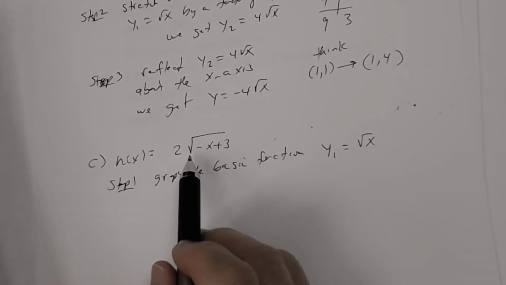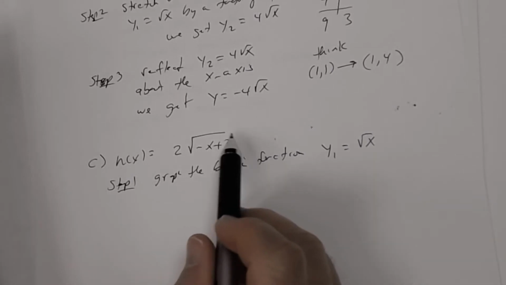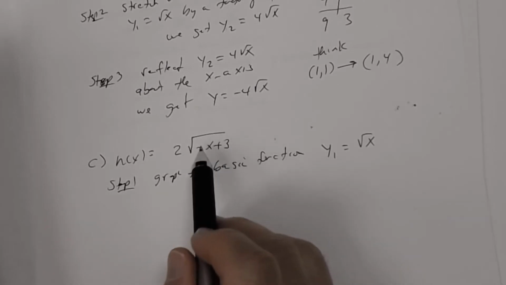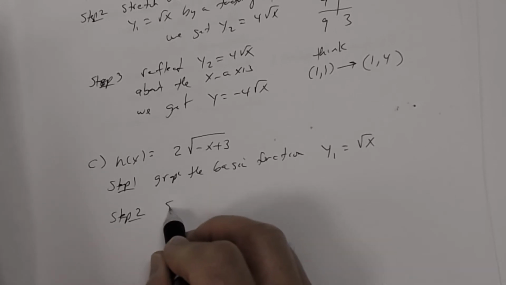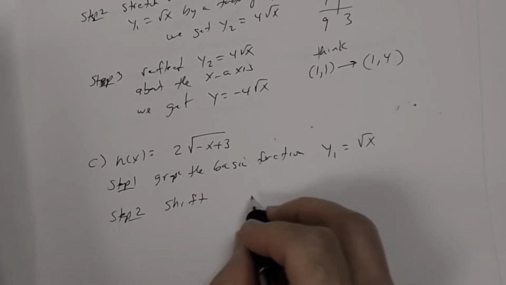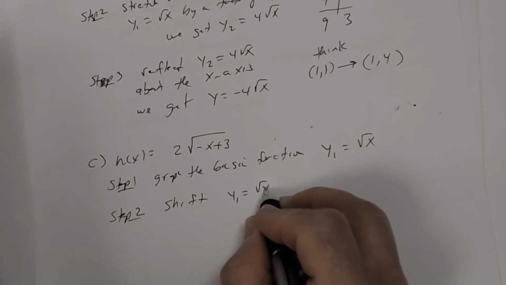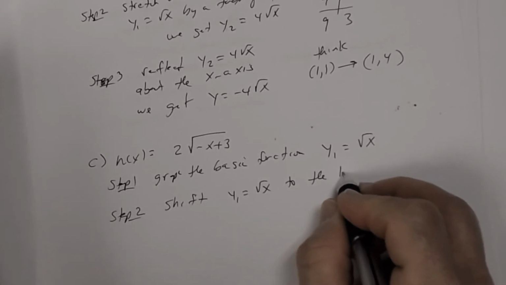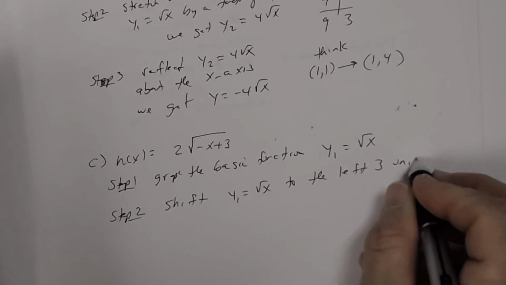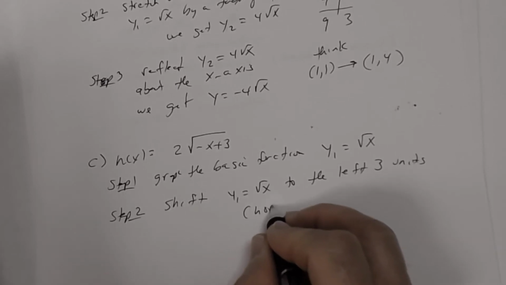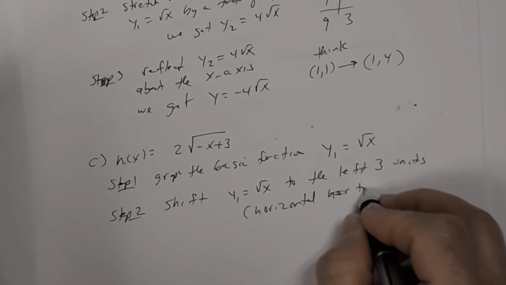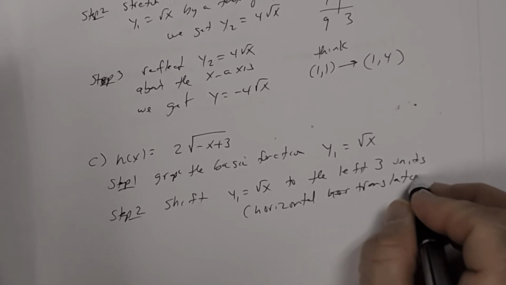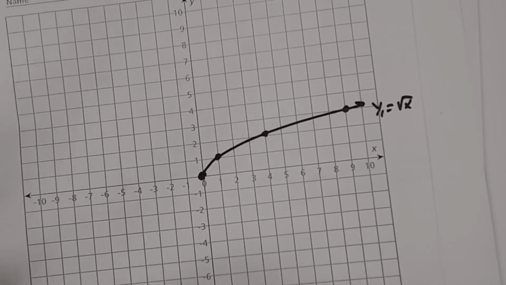Then we're going to do the horizontal translation. So step 2, you're going to say shift y1 equals square root of x to the left 3 units. Remember that's a horizontal translation. All right, so here's what you do. You're going to shift it 3 units to the left. So watch how easy this is.